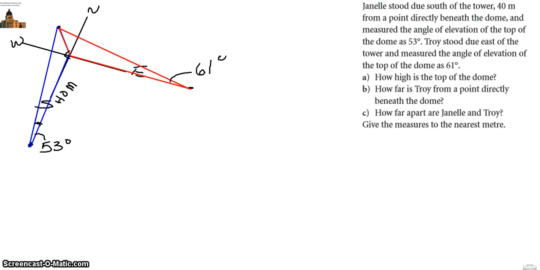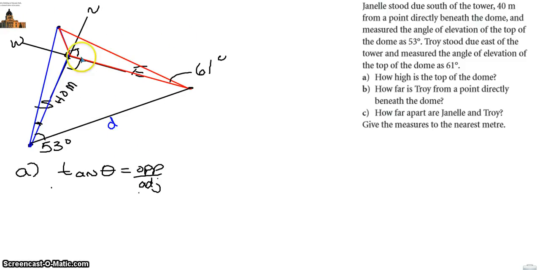Now, one of the neat things about this is my horrible little drawings here. These set up as 3 right-angled triangles. The distance between them, where they stand, and the top of the dome. It looks kind of odd, but really this is a 3-dimensional shape. And I'm going to call this D, the distance between them. So let's get to work.